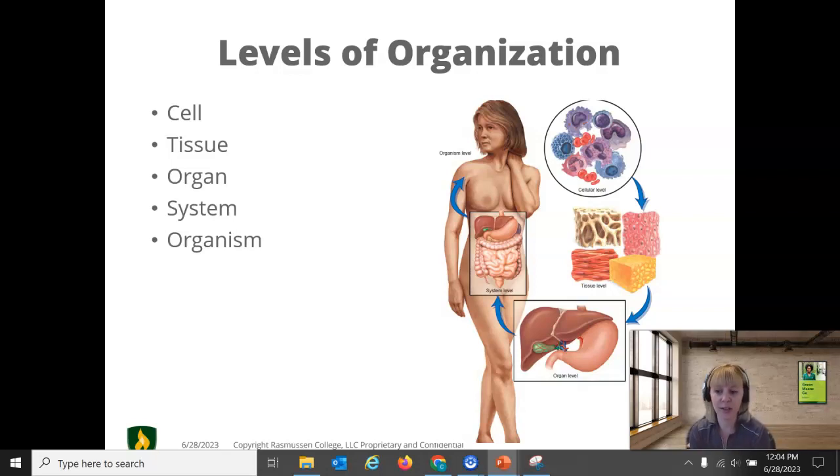And when you get a variety of organs working together, they make a system. So the gastrointestinal system and pulmonary system are each a group of organs working together. And then at its highest level of organization, we have an organism, and that is a complete living entity, independent in existence, but it is made up of different systems working together.